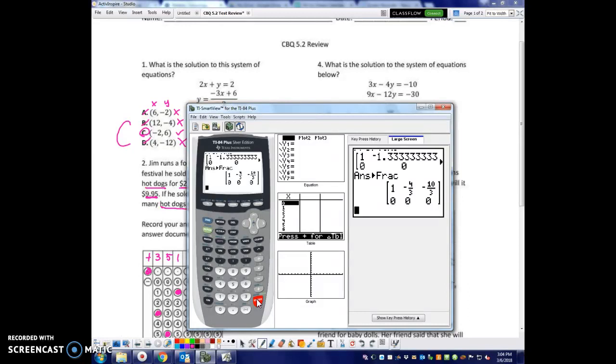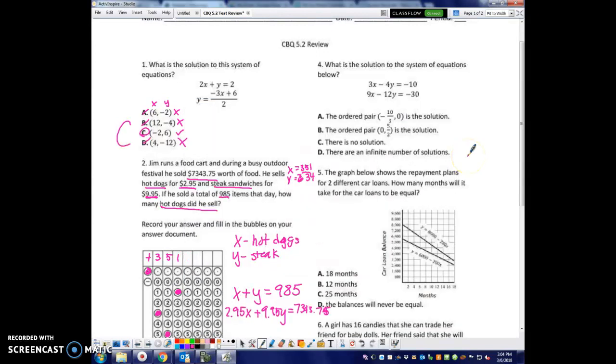Remember, it's supposed to be 1, 0, 0, 1 right here. What if it says 0, 0, 0? What does that mean? It means there are an infinite number of solutions.